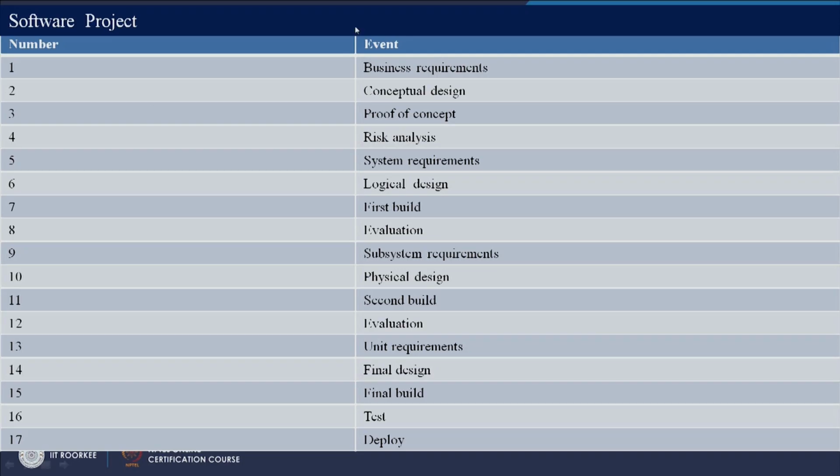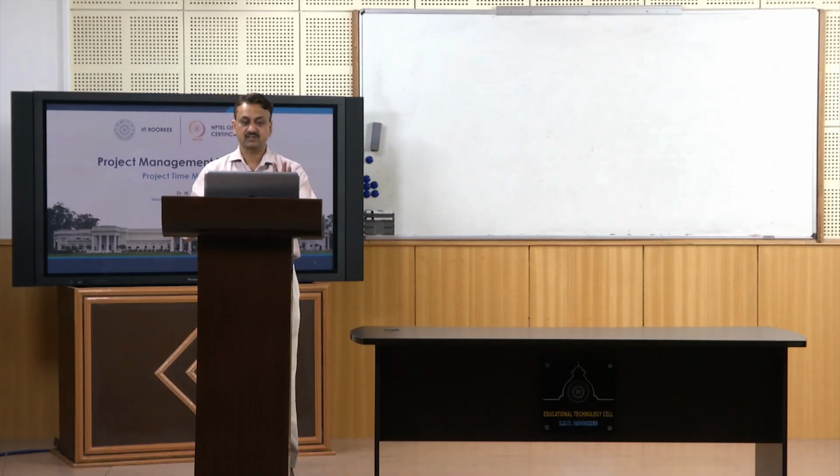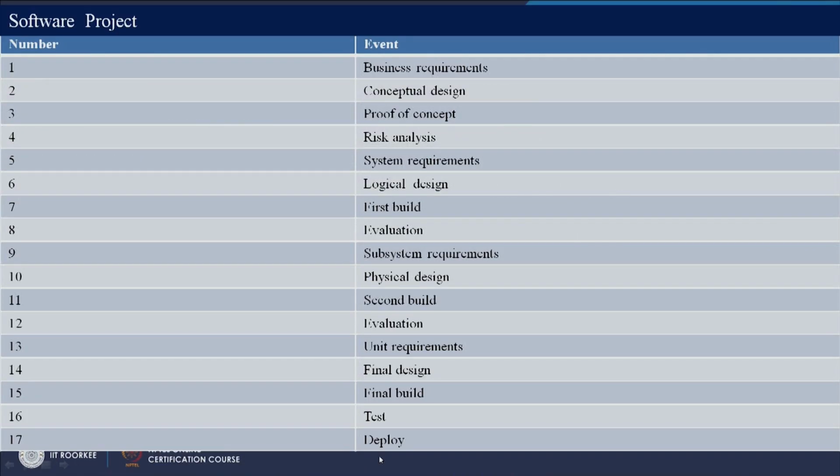So, first activity is business requirements. You identify what kind of business you are going to perform, or you want to take up. Number 2, conceptual design, proof of concept, risk analysis, and so on. And finally, the last activity is deploy, deployment of, let us say, manpower, or deployment of resources, or let us say deployment of software product at the client site. I think that would be the best.